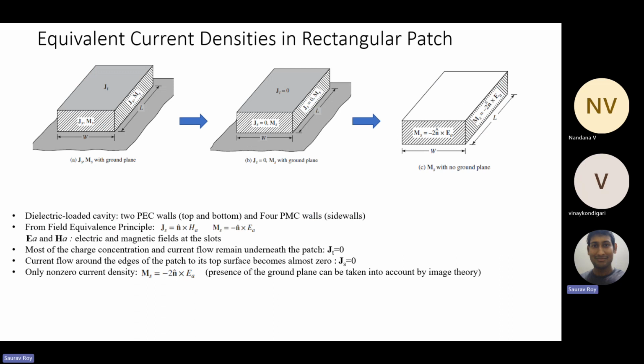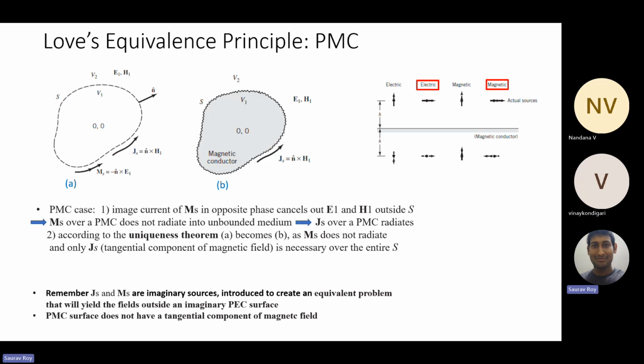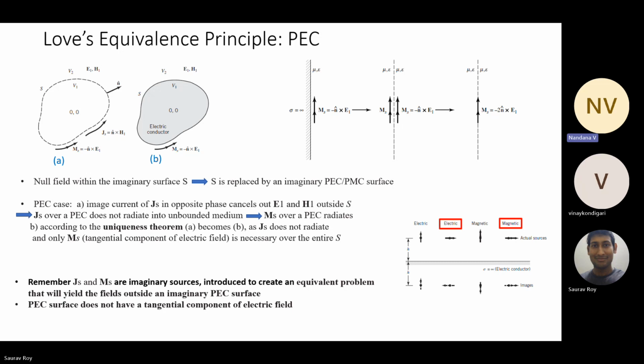Okay, so now let's come to the application in patch antenna. So what I told you now, all the aperture antennas. Sir, can you repeat once more that? Can you hear me? Yeah.